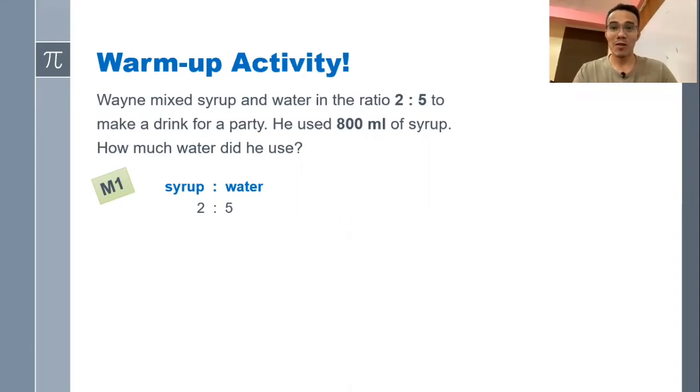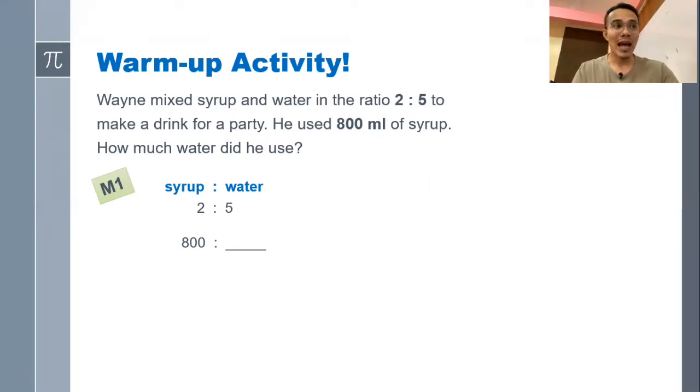We have the ratio of syrup to water, 2:5. For every 2 units of syrup, there should be 5 units of water. Wayne used 800 ml of syrup. How much water did he use? So our desired ratio would be 800 to blank. 800 units of syrup and blank units of water. 2:5 and 800 to blank are equivalent ratios.